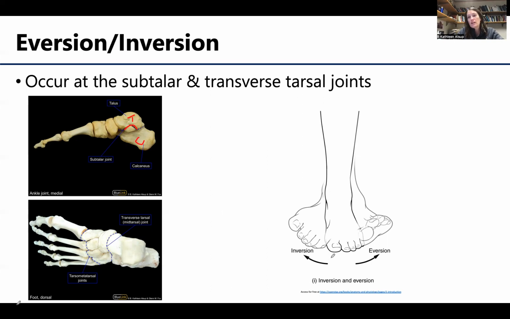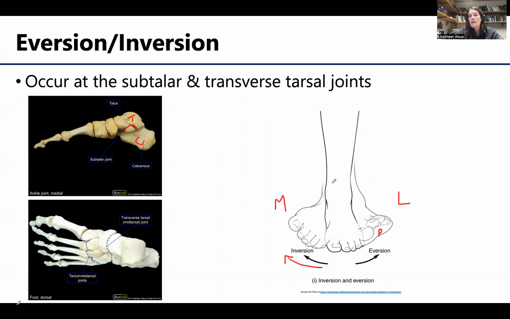And so what inversion and eversion is: inversion, you can think of the sole of the foot turning more medially, whereas with eversion, the sole of the foot, or the plantar surface of the foot, is going to move more laterally. And if you invert or evert your own foot, you will see that you have quite a bit more range of motion with inversion than you do with eversion.